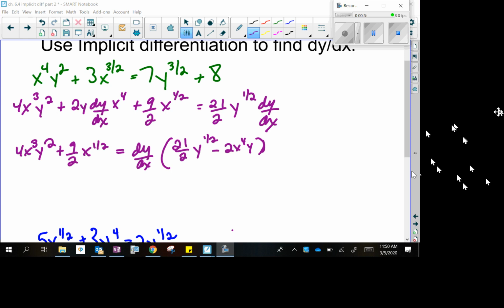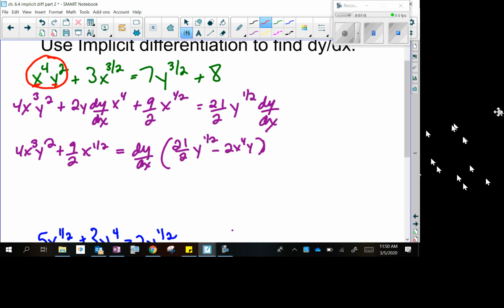Okay, so this term, because it's x and y, has to be product rule, right? So the first function is x to the fourth, the second is y squared. So the derivative of the first is 4x to the third, right? Times the second.